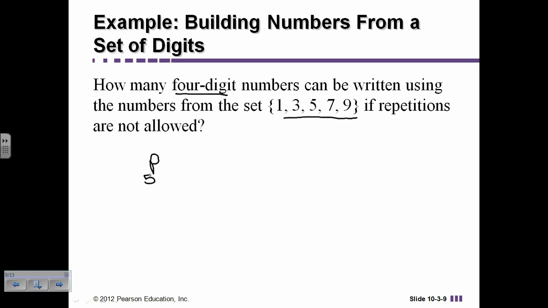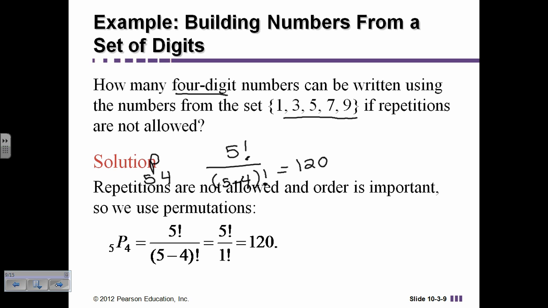with 5 digits, and I want combinations of 4. So if I plug that into my formula, 5 factorial divided by 5 minus 4 factorial, that's going to end up being 120 different combinations of numbers. Okay. So again, since repetitions were not allowed, that was important.